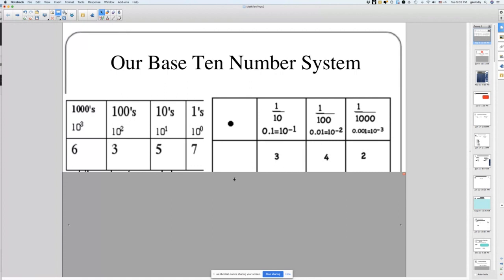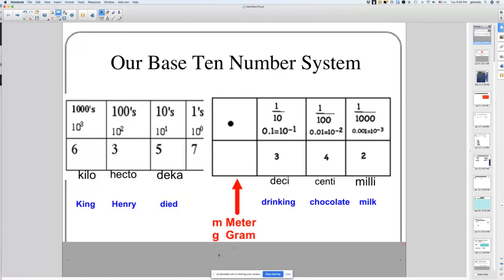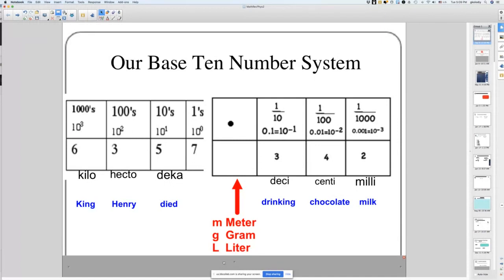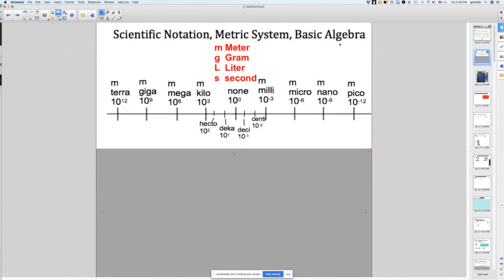You have negative exponents, that means you have smaller numbers. And in the metric system, you can change from one unit to the other. I'm not going to spend too much time on this, but you can use this to measure anything, distance in meters or kilometers or megameters or gigameters or terameters, or grams. You have milligrams, micrograms, nanograms, or picograms.